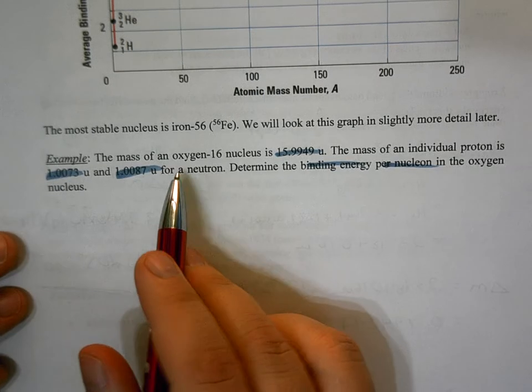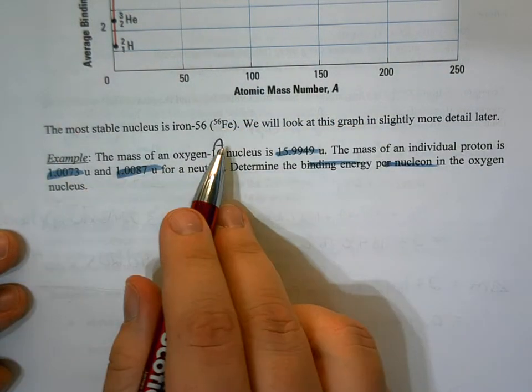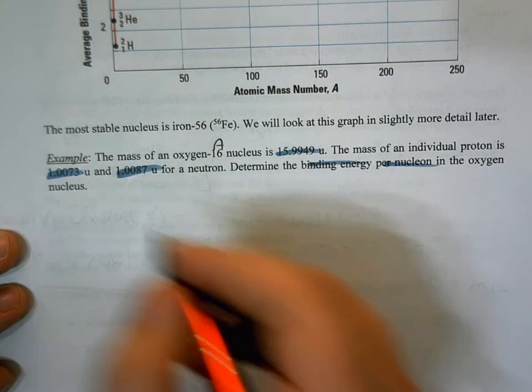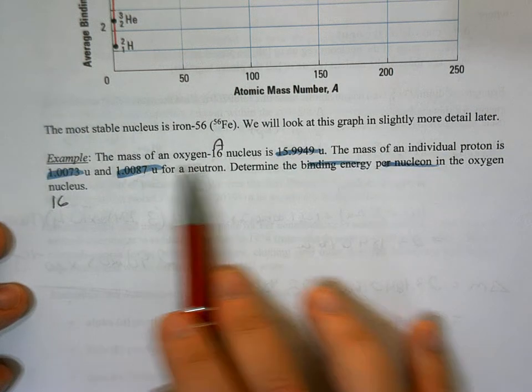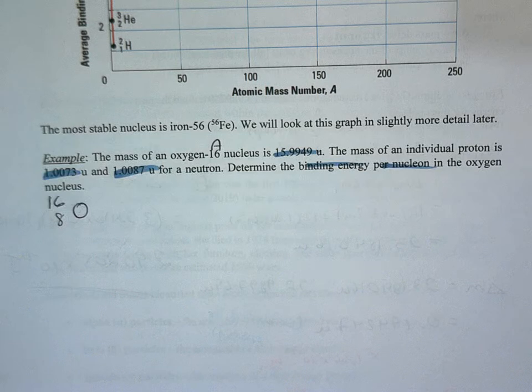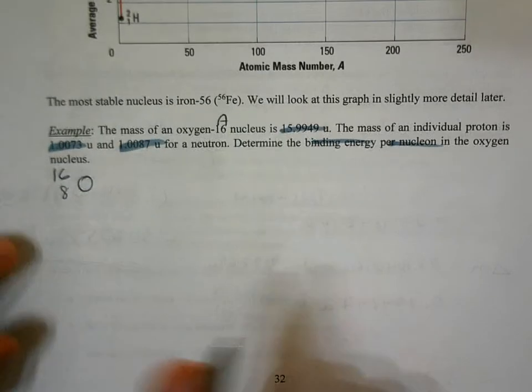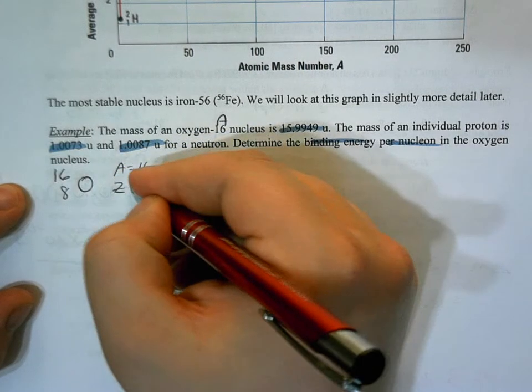So oxygen-16, this is the A value. To write this in the form like ᴬ_ZX, well, we have the atomic mass number of 16. On the periodic table, oxygen is element 8, and then we can write it as such. So that is how we write this in nuclear notation. So we know A is 16. We know Z is 8.